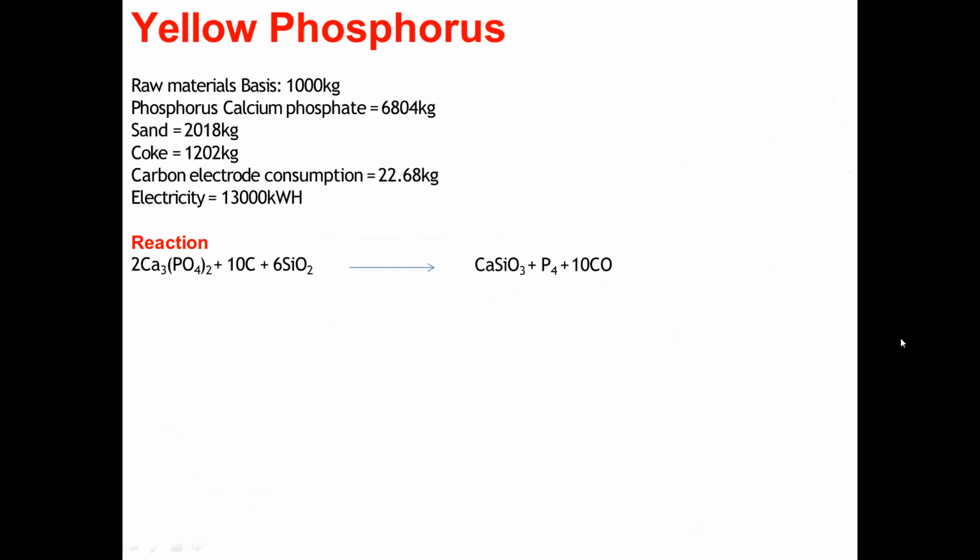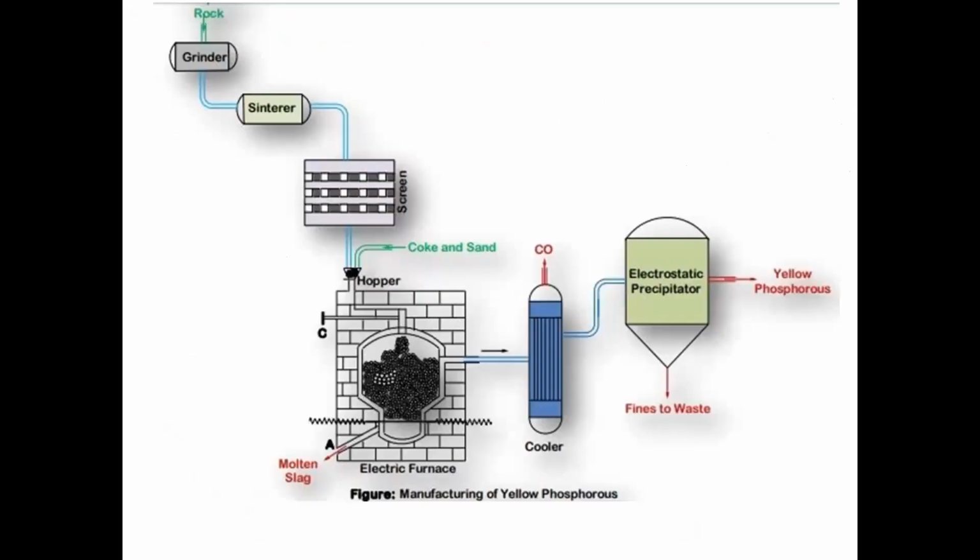Then moving to the next one, yellow phosphorus. So far this is about white phosphorus. Now yellow phosphorus is given here. And for manufacturing of yellow phosphorus, what you have to do is put the phosphate rock into a grinder, put them into a sinter, then a screen, because once it is sintered and screened, you will get the mesh size of whatever you desire.